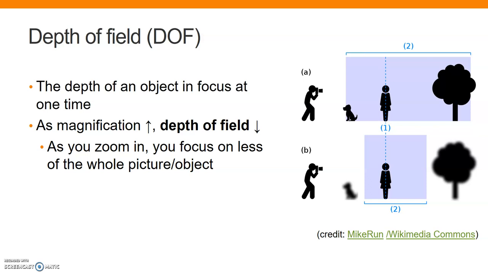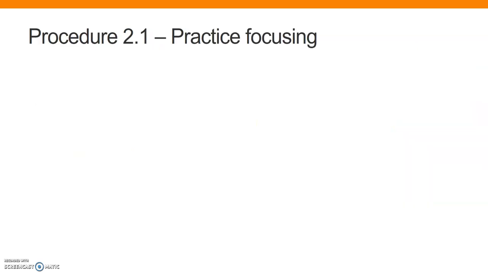Same thing's true in our microscope. So when you zoom in on your microscope, you might be able to see that there's a lot of stuff on your slide, but you're only going to be able to really focus on one thing as we zoom in, and hopefully that is the one thing that you are aiming to actually focus on.